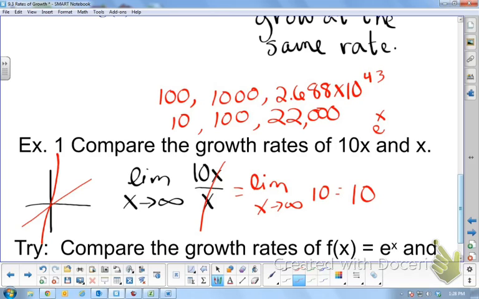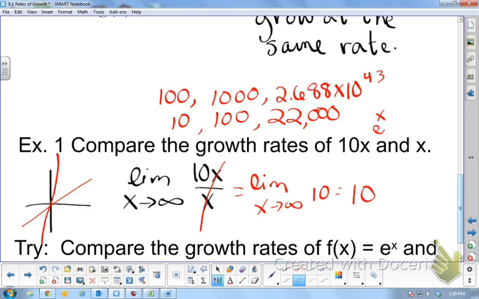How does 1,000 divided by 100 affect 1,000? Takes it all the way down to 10. That made a big impact. But if we do 2.688 times 10 to the 43rd divided by 1,000, still, maybe a tiny bit, but not much. So that means any polynomial that's the same degree grows at the same rate. I could have 5,000x plus 2. We still consider it growing the same rate as x because it's not growing big enough, fast enough.